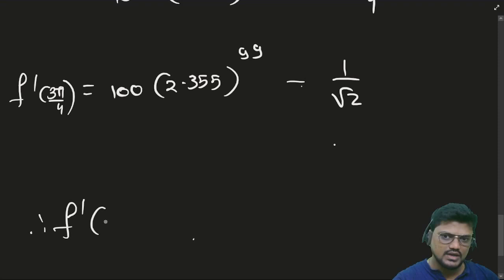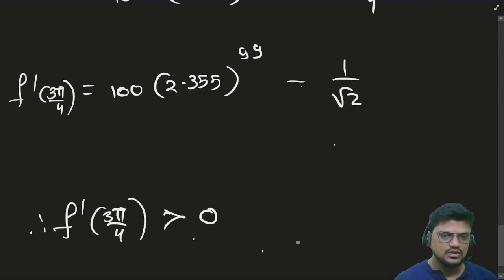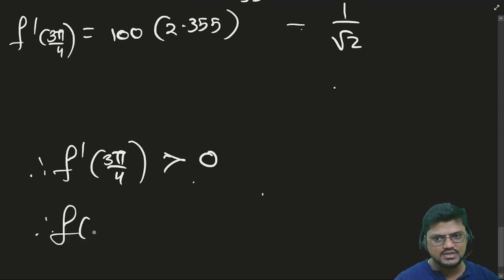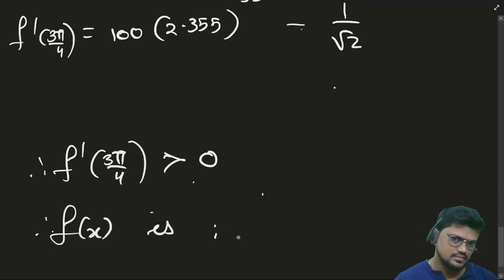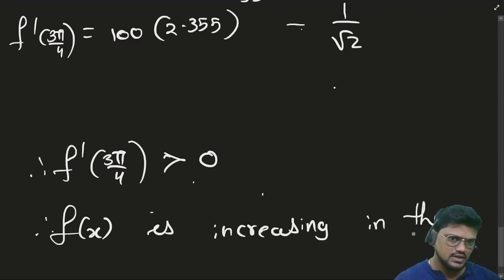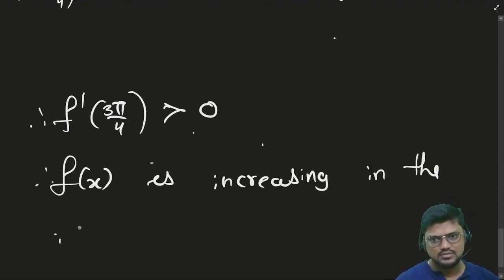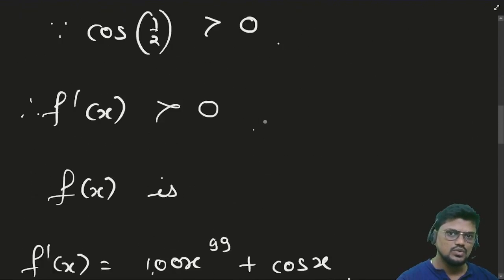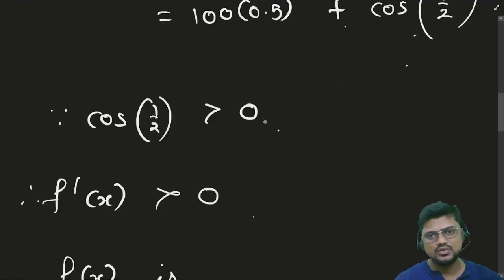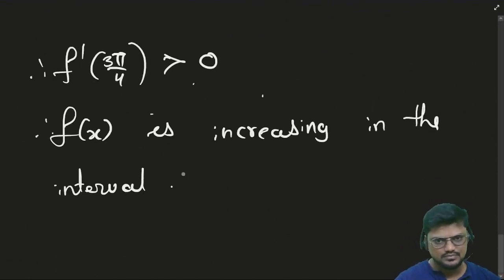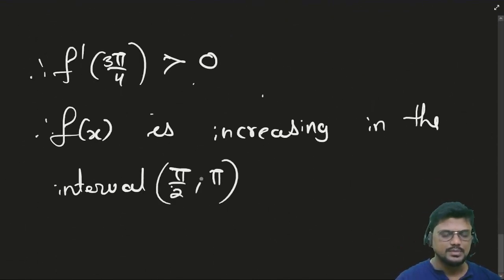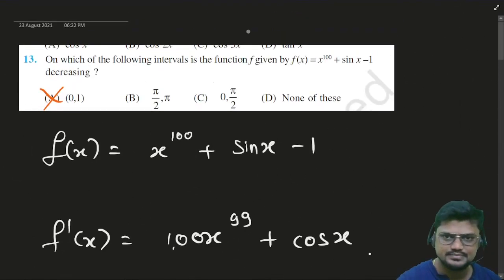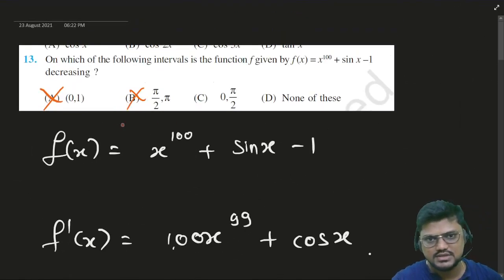Therefore, f dash of 3 pi by 4, by seeing it, you can say it is greater than 0. Therefore, again f of x is increasing in the interval pi by 2 to pi. So that means even this is not the right answer. Over here also it is not decreasing.